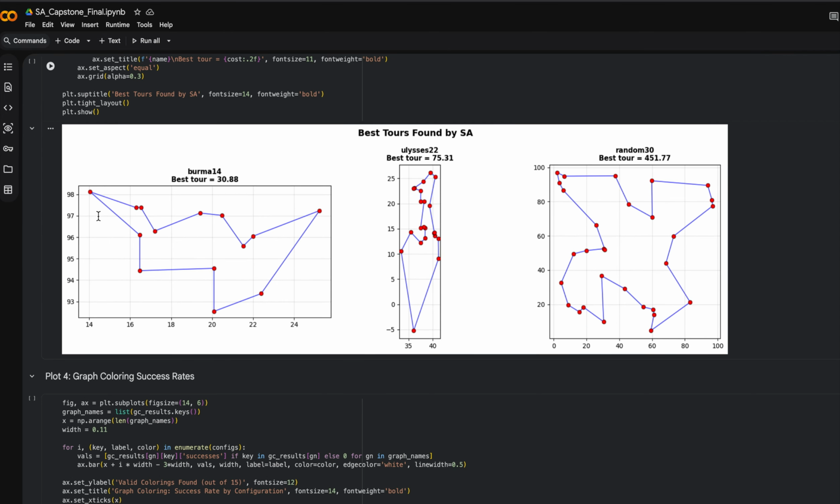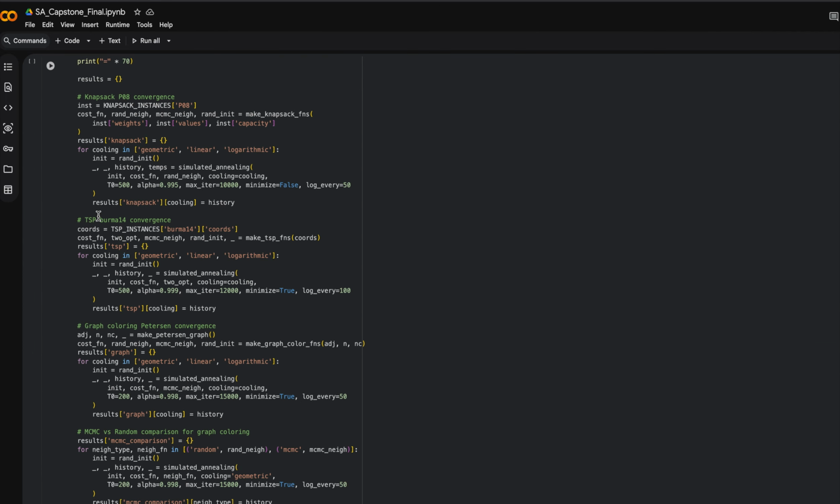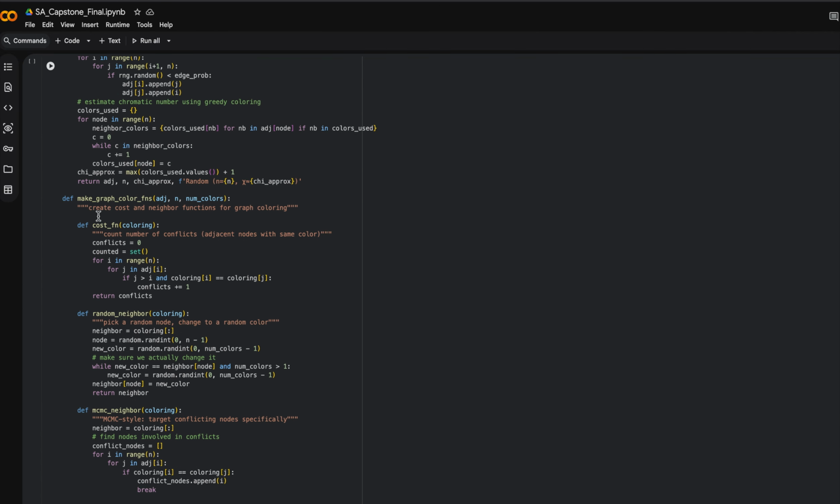You know, the best tours, obviously Burma 14 hits optimal 30.88. Ulysses 22 hits 75.31. Clean tours, no crossings. So now let's go to graph coloring. Quickly.